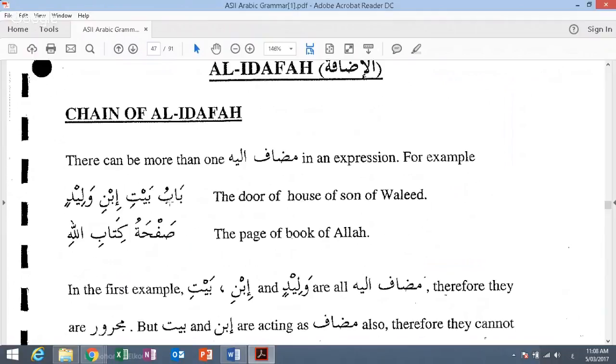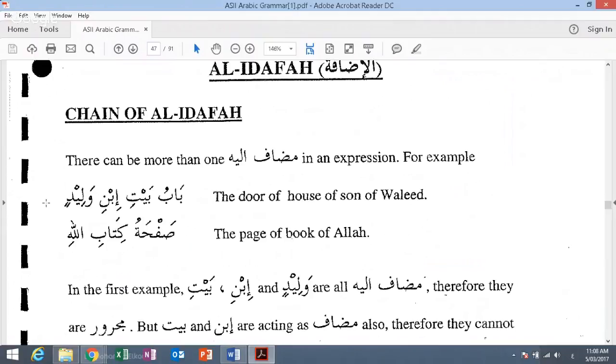So now we can see how many words are there. 1, 2, and 3. 3 words. Babu, Baiti, and Ibni. So now we are ascribing Bab to Baiti, and then this Baiti we are ascribing to the third one. Now you can ascribe to the fourth one as well. So 4, you can see how many words are here? 4, not 2. 1, 2, 3, and 4. Bab 1, Bait 2, Ibn 3, Walid 4.